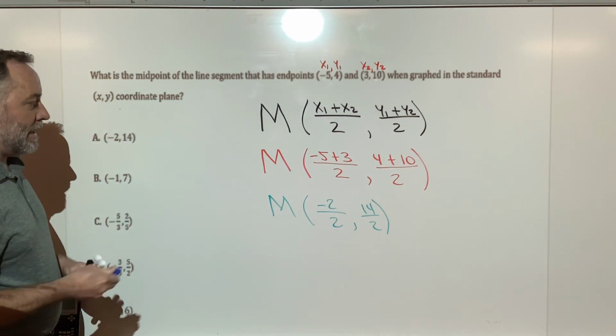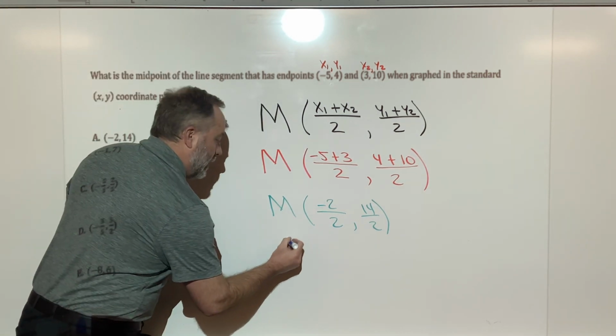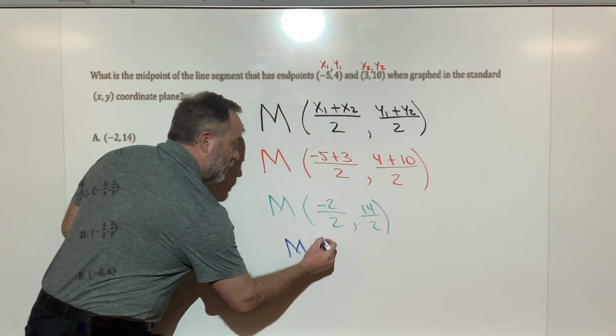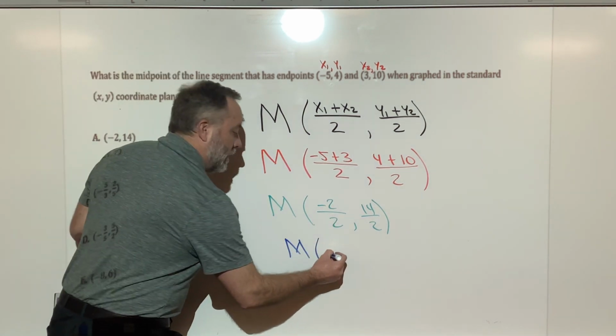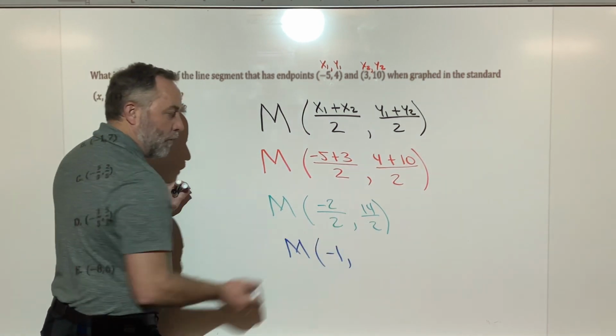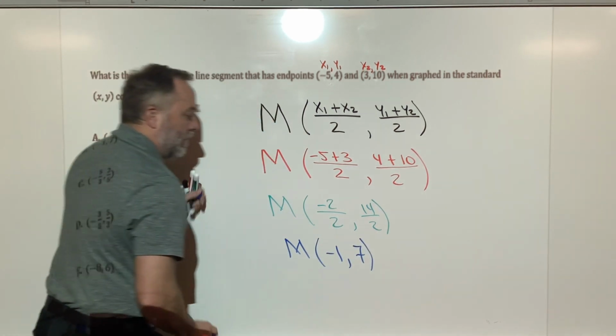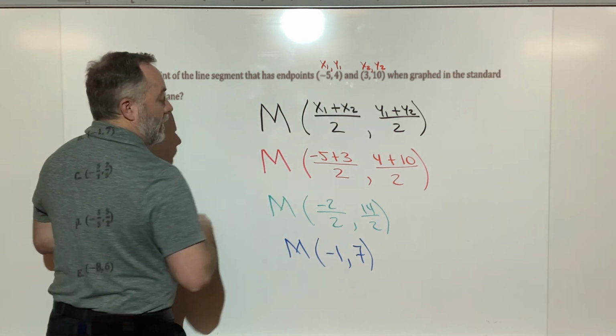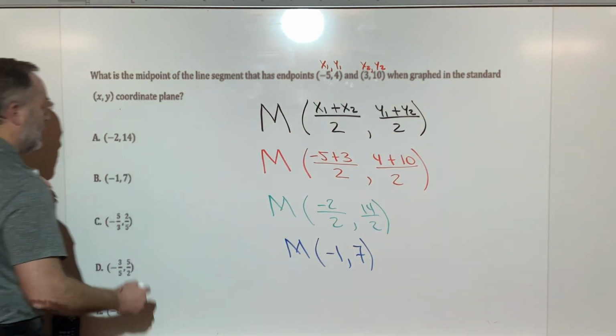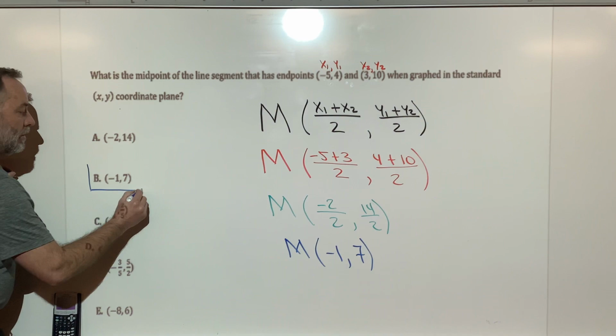And now we just clean that up and we get our midpoint is -2 divided by 2 is a -1. And 14 divided by 2 is 7. So we know that the midpoint between these 2 points is (-1, 7). And we can find that in choice B.